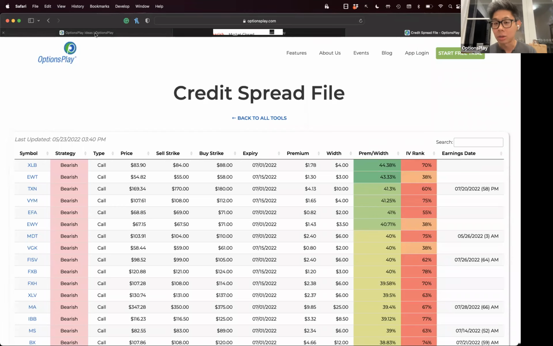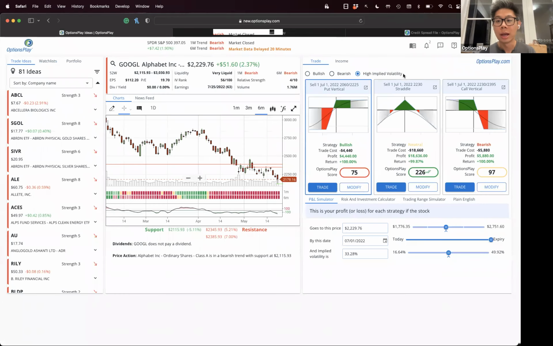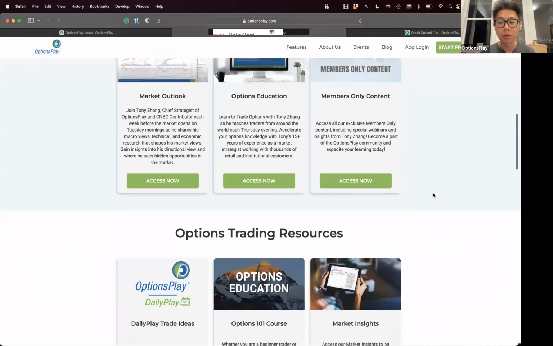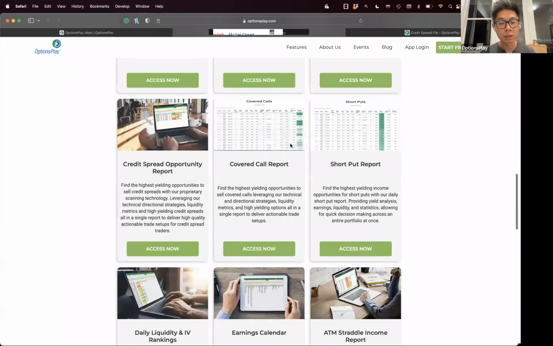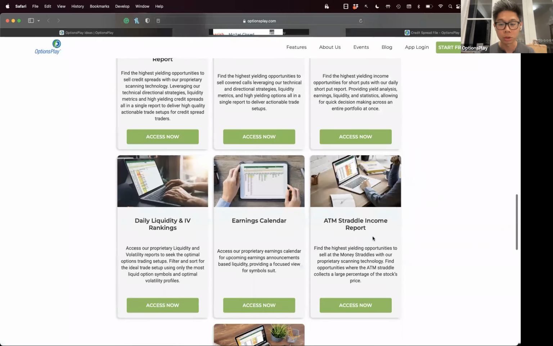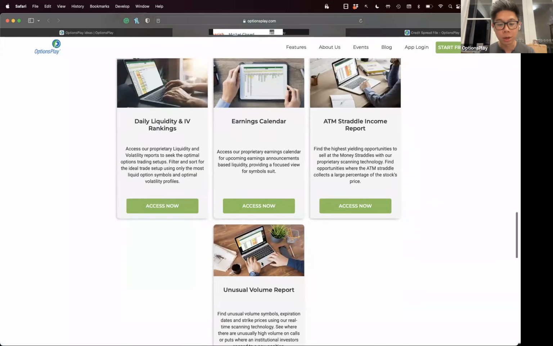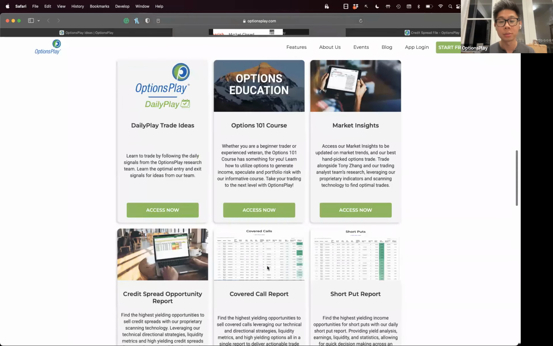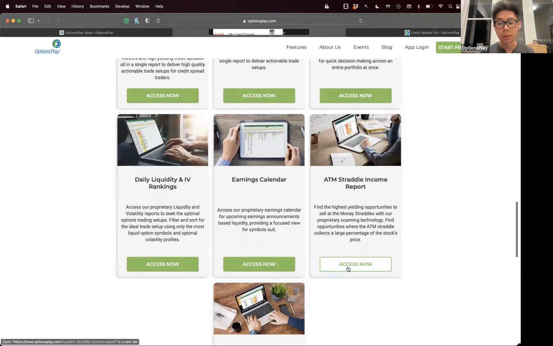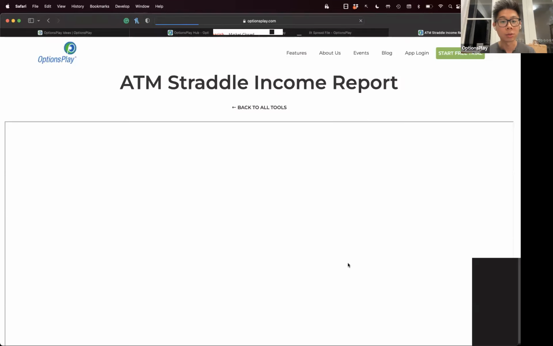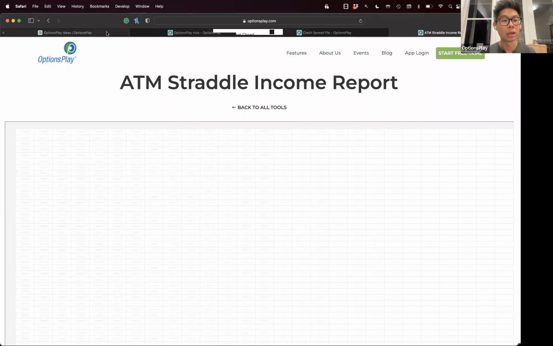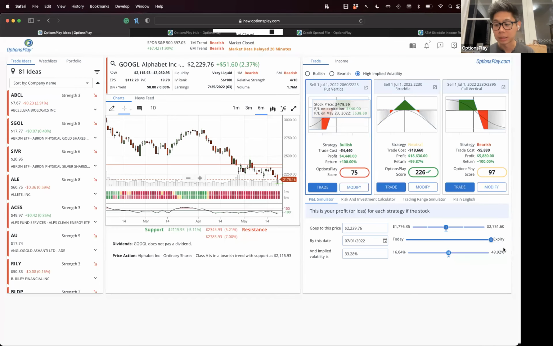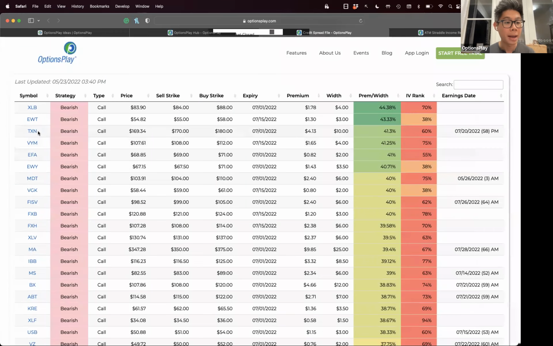We have now fixed that, and you can do it simply by going to the Education and Resources hub, going into the hub and seeing all of the reports here, whether it's the credit spread report, the covered call or short put report, the straddle report, earnings calendar, liquidity, unusual volume. This is all available to you within the OptionsPlay hub, and simply clicking on it will give you access to the report. You no longer need to log in in order to utilize these tools, as long as you're logged into the platform itself.